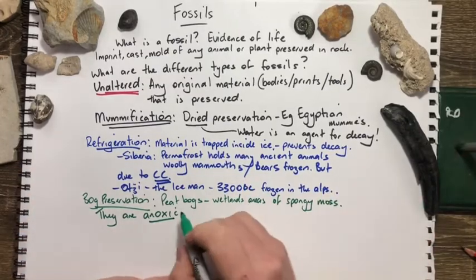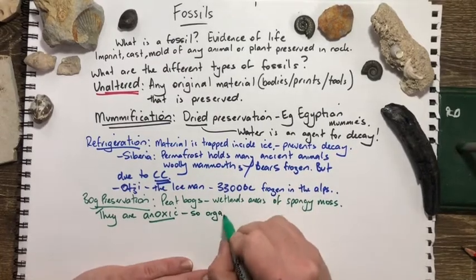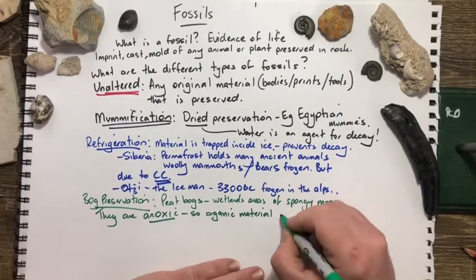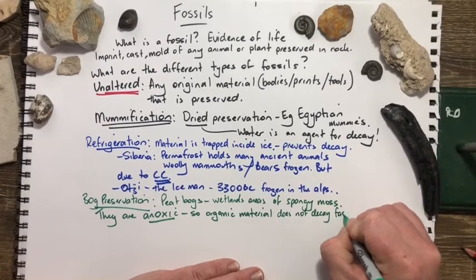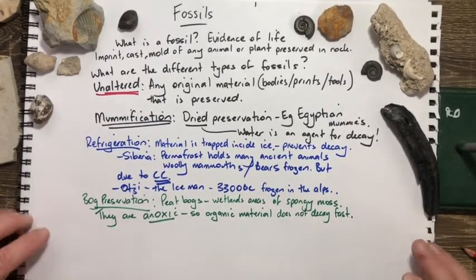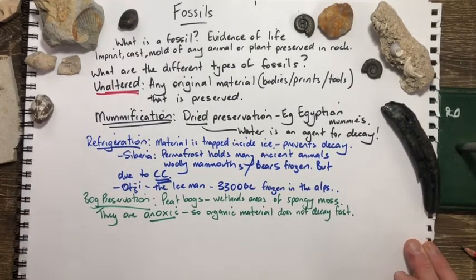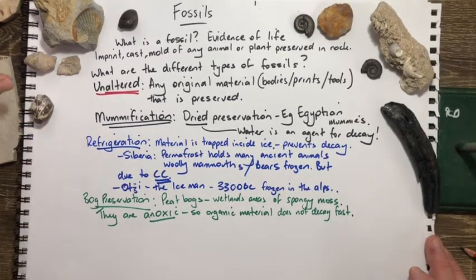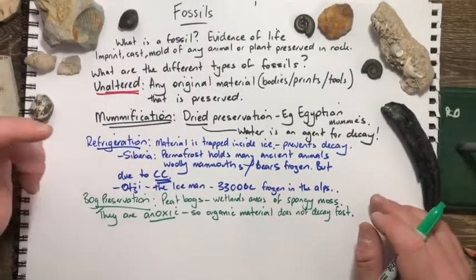Which means they don't have any oxygen. So not organic, but they don't have any oxygen. So organic material doesn't decay very fast. And what it means is people that were, well, actually, most of the people they've found in the bogs have been murdered or ritualistically killed. But some of them are really, really old. The oldest one is a guy called Karl Bergman. He's found in Denmark, and he was about 8,000 years old.